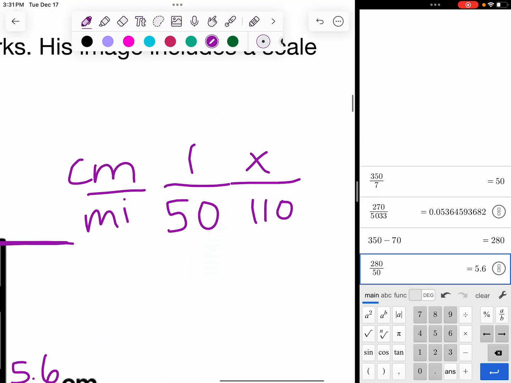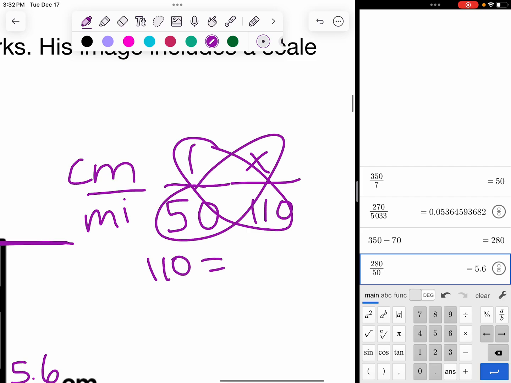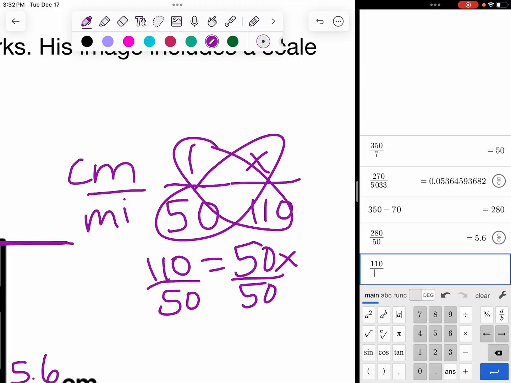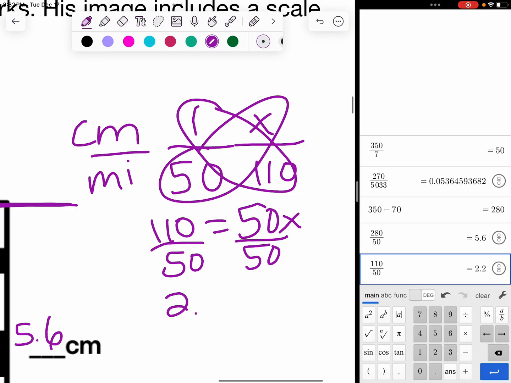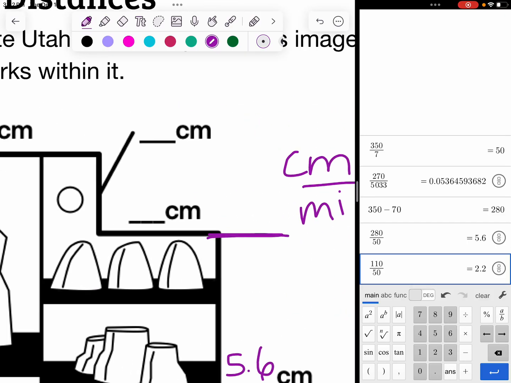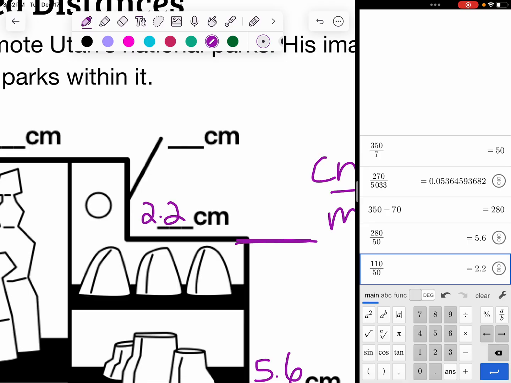X on top, we do our butterfly. 1 times 110 is 110. 50 times x equals 50x. We divide both sides by 50. So I need to do 110 divided by 50, and I get 2.2 centimeters. That's what goes right here.